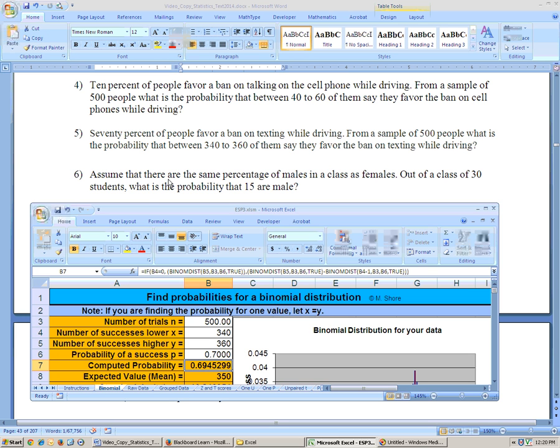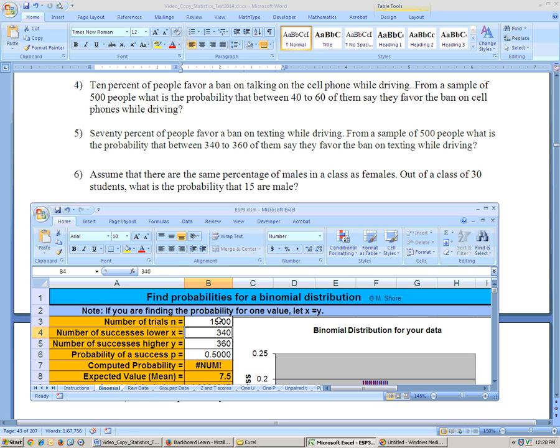Okay, 6 says, assume that there are the same percentage of males in a class as females, so it must be 50% both. Out of a class of 30 students, what is the probability that 15 are male? So, the probability of male is 50%. And out of a class of 15 students, so the N is 15, what's the probability that 15 are male? Now, it doesn't say at least 15 or more than 15. It says 15. So both your X and Y is 15, because we're looking for the probability of exactly 15. And this number right here, 3.052e, that means times 10 raised to the negative fifth. That means move your decimal point over 5 places, so it would be like 0.00003. So very close to 0% that there would be exactly 15 of them.